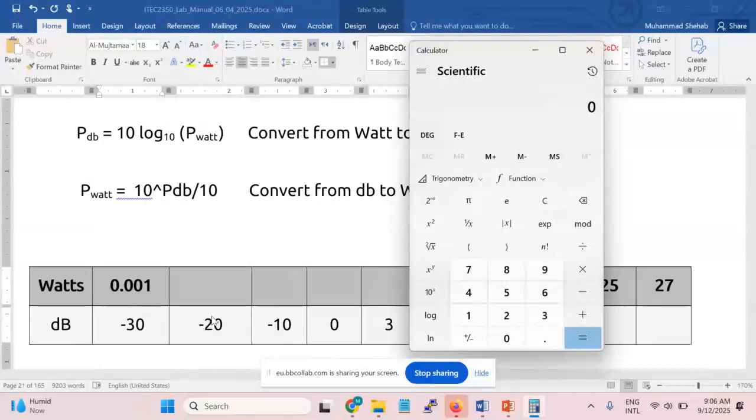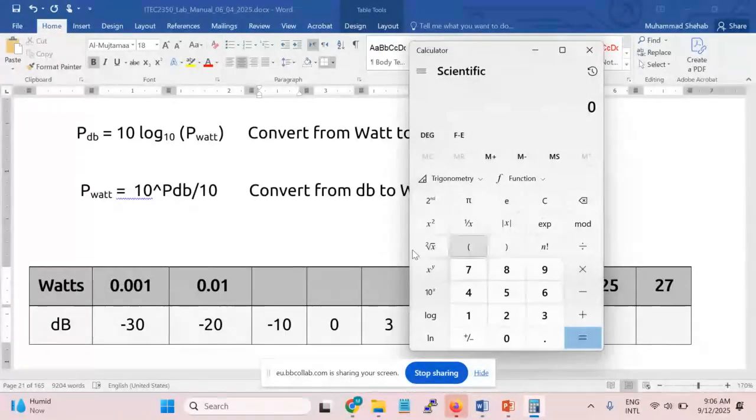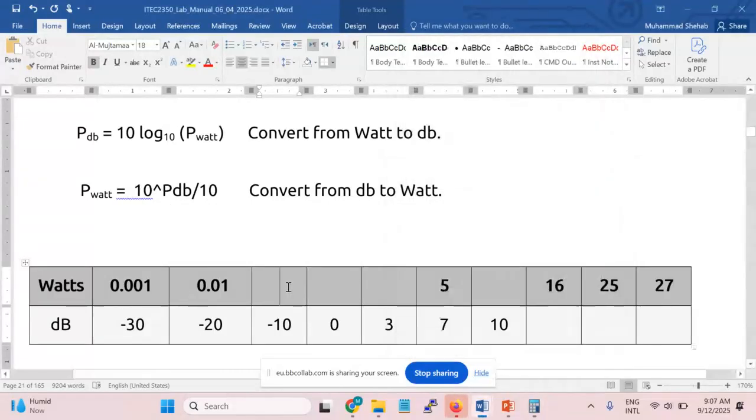If the power in dB is minus 20, how much is it in watt? I will take minus 20 and divide by 10. Minus 20 divided by 10, how much? Minus 2. I will take 10 power minus 2, which equals 0.01. Similarly for minus 10: minus 10 divided by 10 is minus 1. 10 power minus 1 equals 0.1.